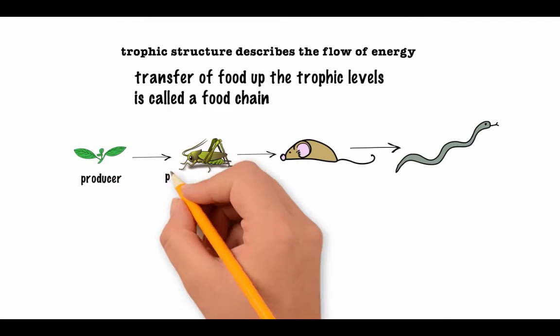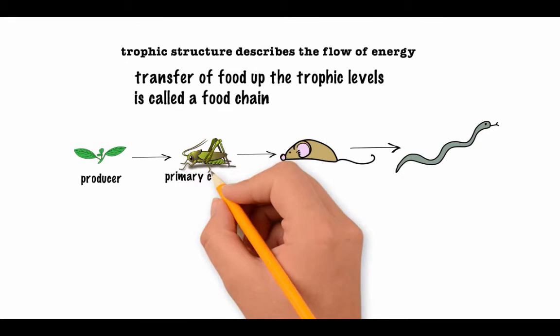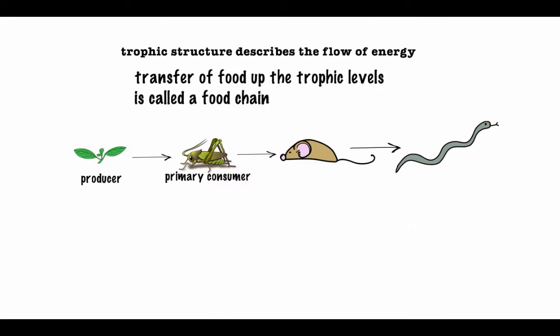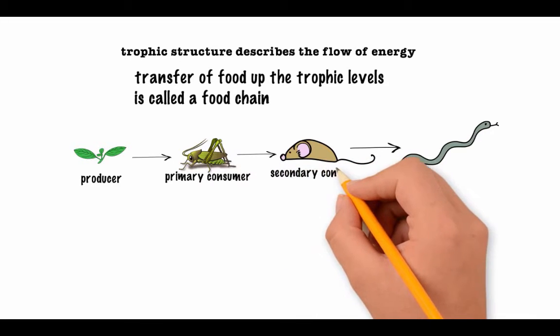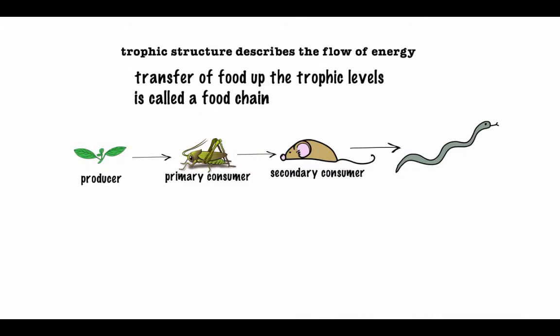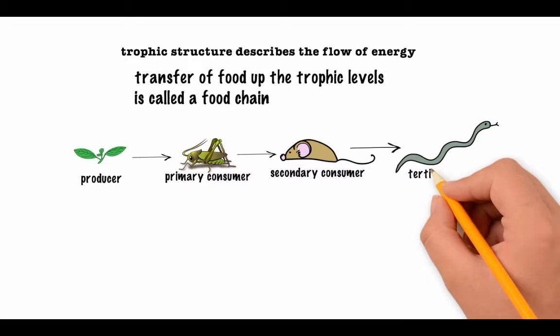The first trophic level is called the primary producer. The second trophic level, a primary consumer. The third level, a secondary consumer. And the fourth level, a tertiary consumer.